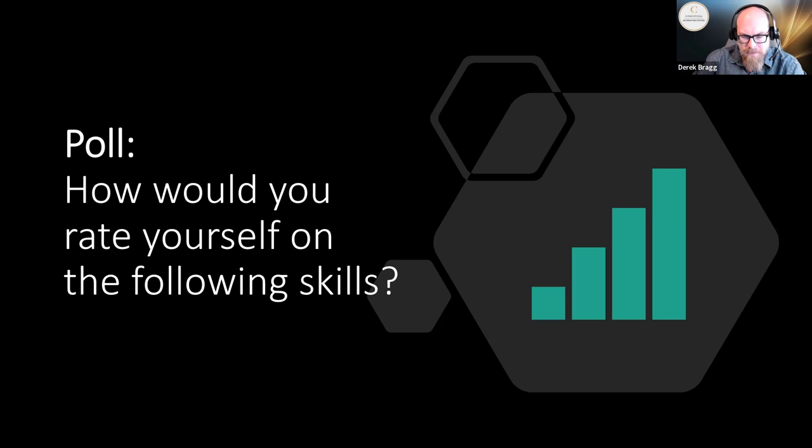Let's see. I do have a list of some of these skills, so I'm just going to put them in the chat. You can look them over and just think to yourself, how do you think your own skill levels would rate? So these would be slide masters, building descriptive links, constructing effective tables that read horizontally, not vertically, adding alt text to images, and contrast color checkers. And finally, built-in accessibility checker.